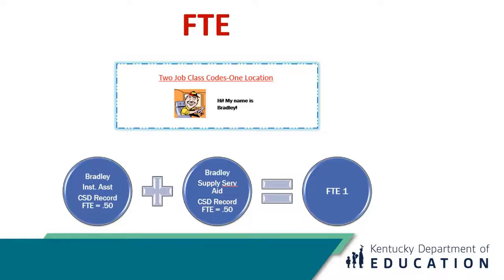So we have Bradley here. He has two job class codes and one location. So Bradley is an instructional assistant. The CSD record is going to show 0.50 on the instructional assistant and 0.50 as a supply service aide, which together equals 1 FTE, full-time equivalent.